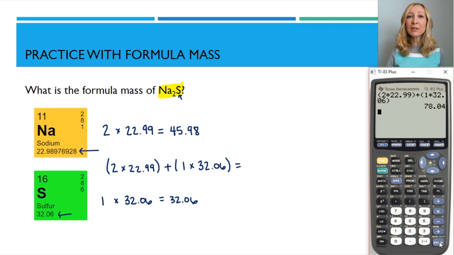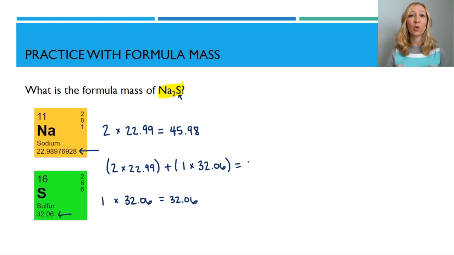Now I get a mass of 78.04. Now my units for this depend on what the question is asking for. If it's asking for 1 formula unit or 1 molecule, you would answer in units or AMU. Now if you're asked to find the mass of a mole of this, you would answer in grams or grams per mole. Let's try one more practice problem.